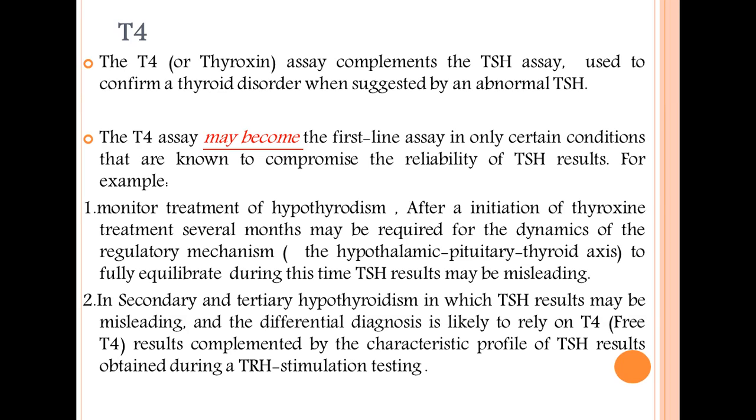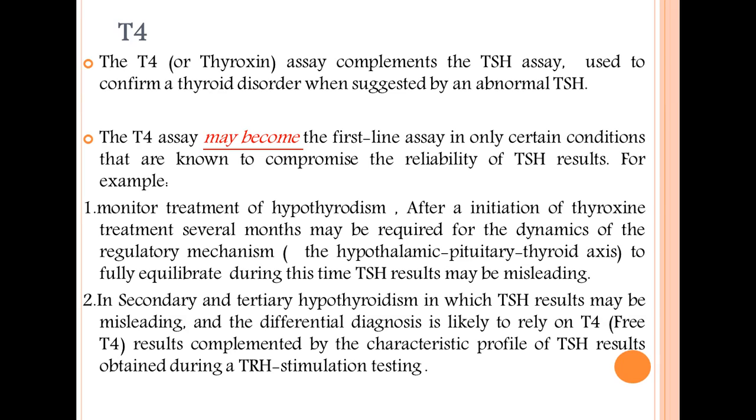As we know, usually TSH is the first-line investigation and it is the most sensitive test among the thyroid function tests, except in two conditions in which the level of T4 is the first-line assay. We always depend on TSH except in two conditions in which T4 is more reliable than TSH. These two conditions are, first, if the patient is on treatment for hypothyroidism. Usually, in case the patient has primary hypothyroidism, the treatment will be replacement with thyroxine.